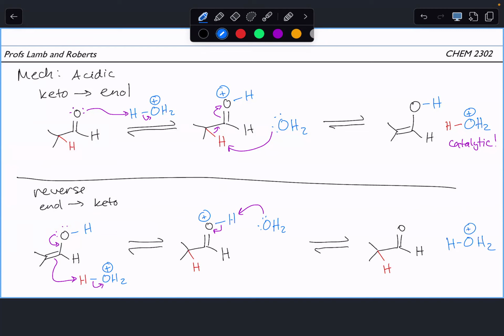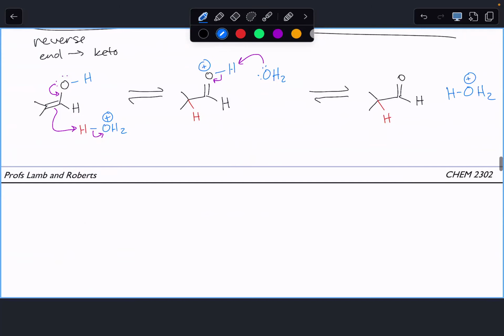It's 2 proton transfers. That's it. 2 proton transfers. Under acidic media, you better protonate first and then deprotonate, because you want positive charges. Questions on acidic conditions? Okay, basic conditions. I bet you can guess that we're going to deprotonate first and then protonate.